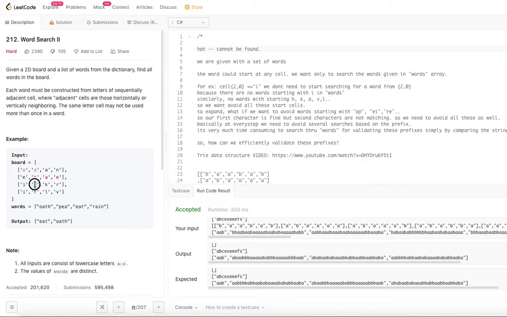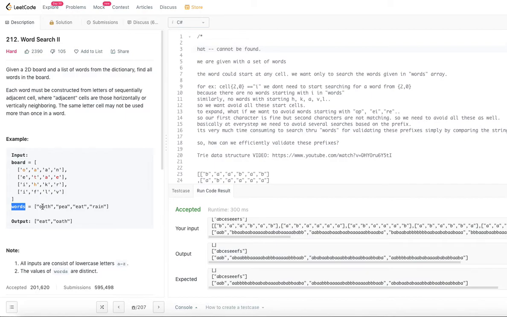I don't want to start my search with H, I don't want to start my search with K, I don't want to start my search with V. Likewise, I don't want to search for the things which are not there in the words. So that is one constraint: to start with only the first character.